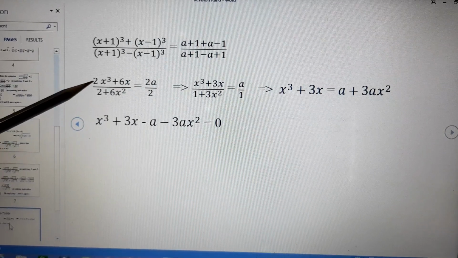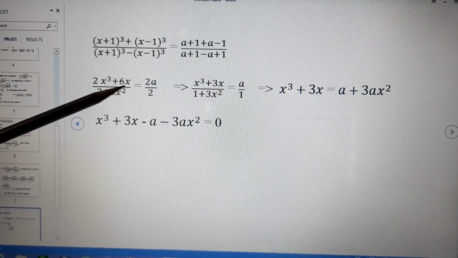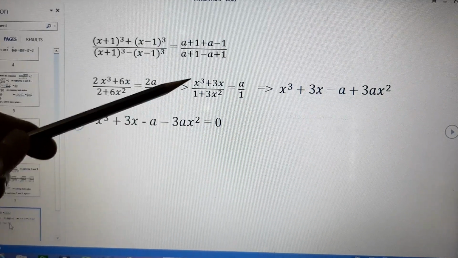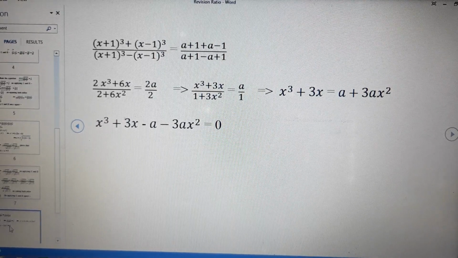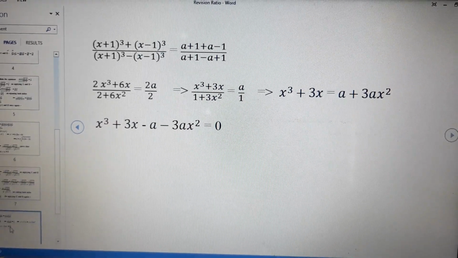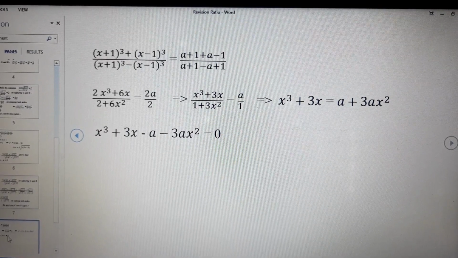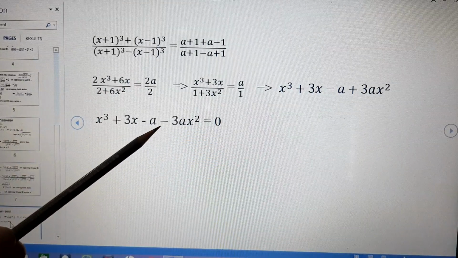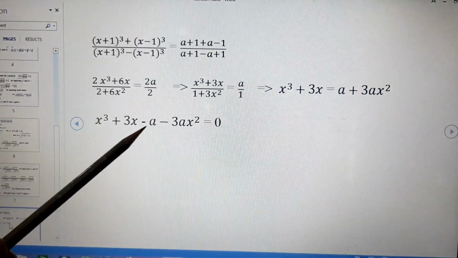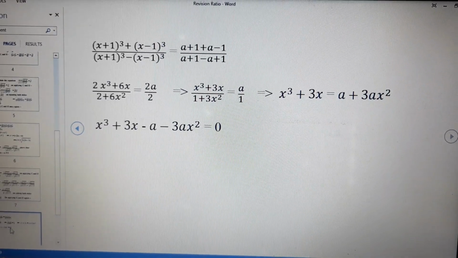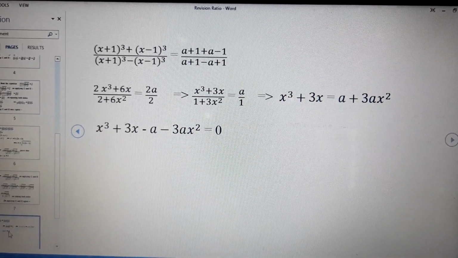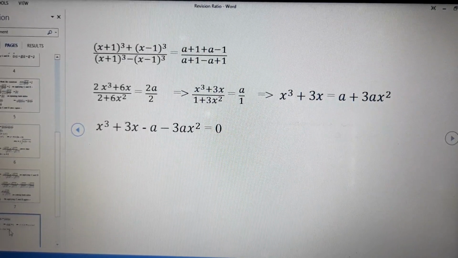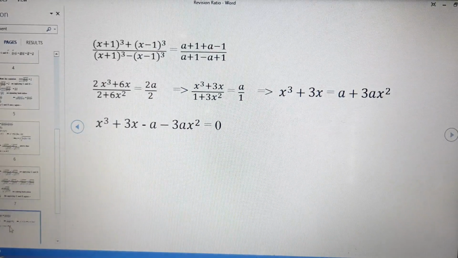From here we can take 2 common, so it becomes x cube plus 3x, and 2 common, then 1 plus 3x square, and after taking common 2 and 2 is cancelled. So we will be left with this cross multiplication, x cube plus 3x is equal to a plus 3a x square, and then both the things will be transferred to the other side, and a will become minus a, and 3a x square will become minus 3a x square. Clear? Is equal to, nothing is there, it means 0. We have transferred everything over here, so is equal to 0.